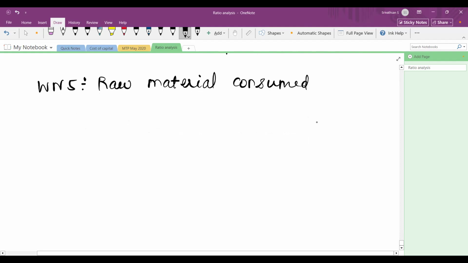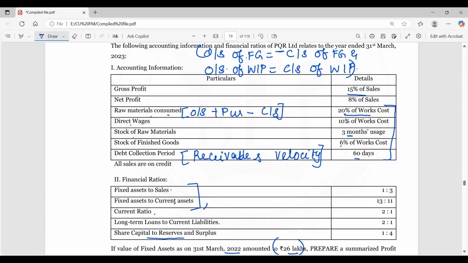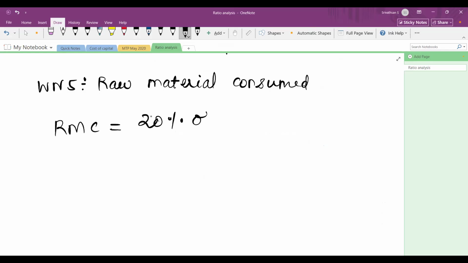Just wait. So what is the raw material consumed? How many percentage of works cost it is? 20% of works cost. Works cost is how much? 66 lakh 30,000. How much do we get? 13 lakh 26,000.